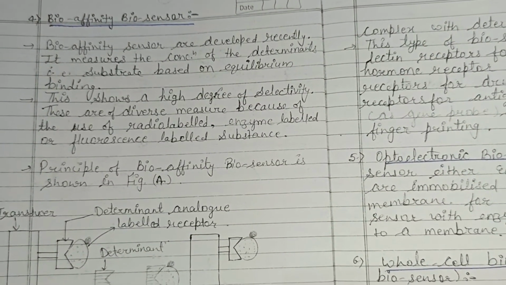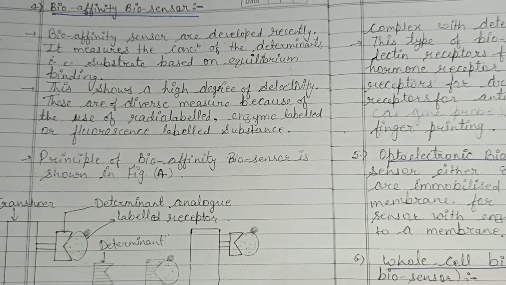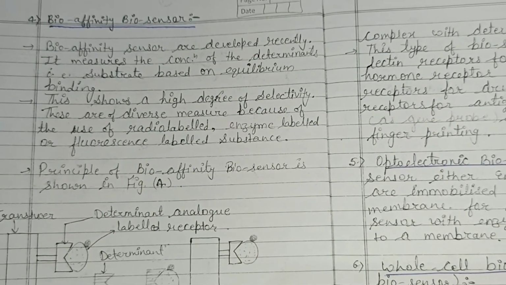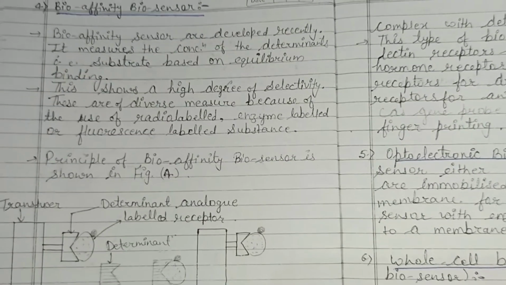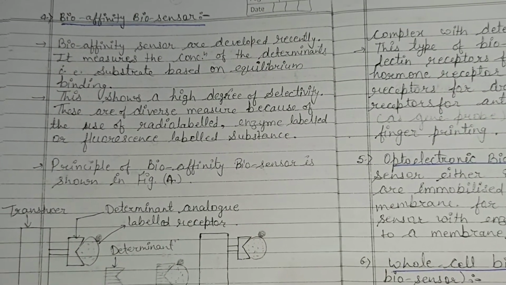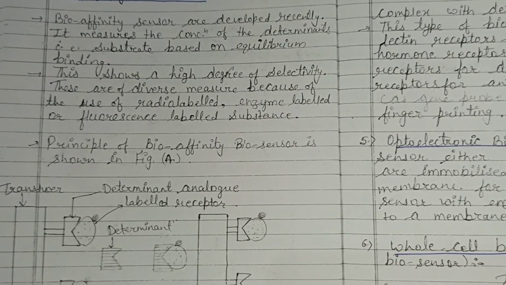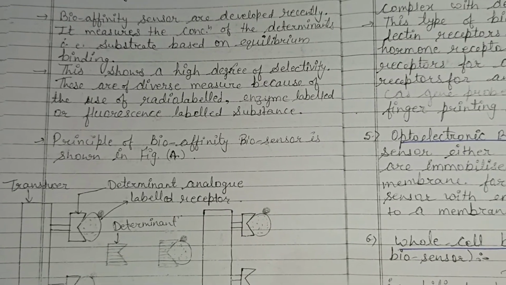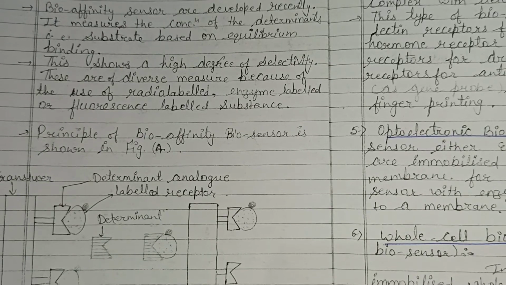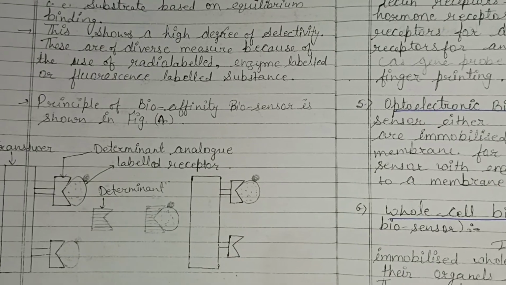Now the next is bioaffinity biosensors. So bioaffinity sensors are developed recently. It measures the concentration of the determinants, that is the substrate, based on the equilibrium binding process or the mechanism we can say. This shows a high degree of selectivity, that is, it selects only specific determinants. These are of diverse measure because of the use of radio labeled, enzyme labeled, or fluorescence labeled substances that are used here. So they possess specificity.